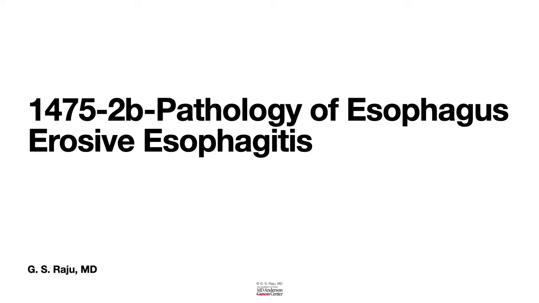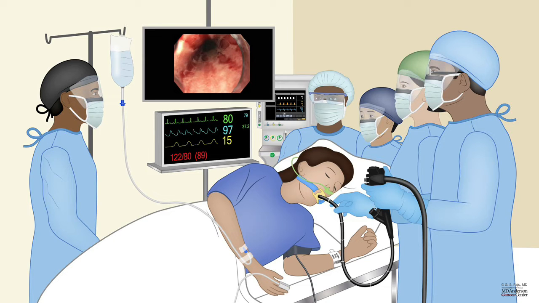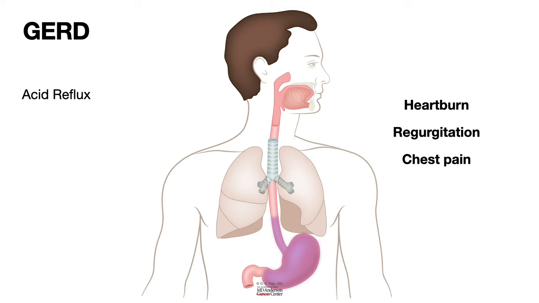Let us look at endoscopic findings in a patient who has gastroesophageal reflux disease, otherwise known as GERD. And here is a patient. This young lady has been having heartburn for several months and regurgitation of food after a big fatty meal. And a couple of times she also had chest pain. These are the symptoms of acid reflux or GERD.